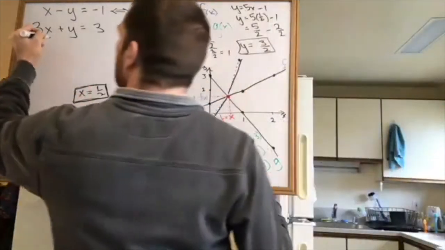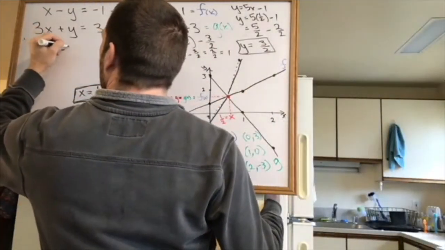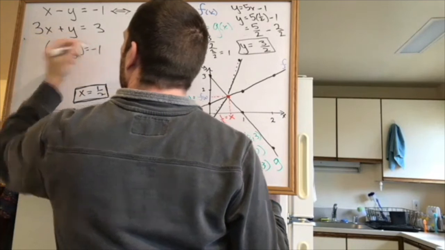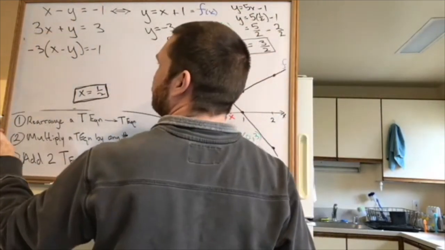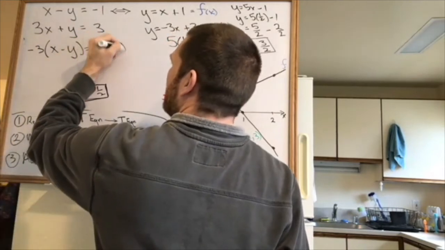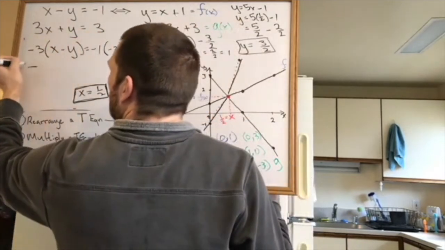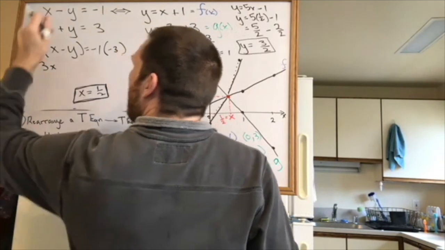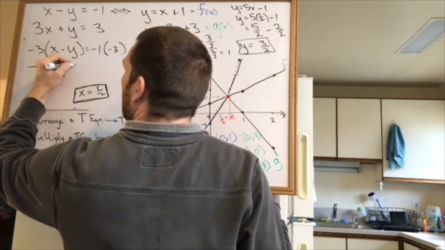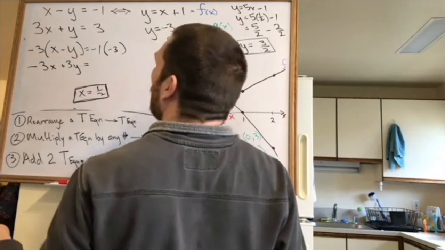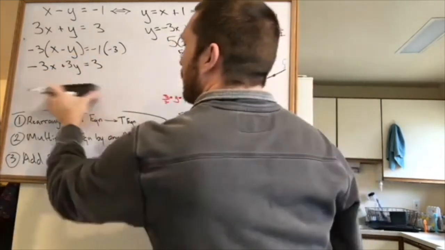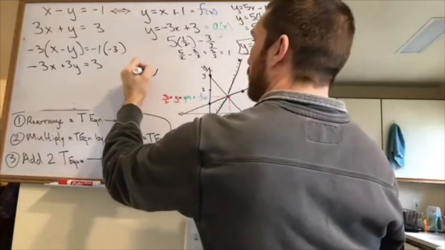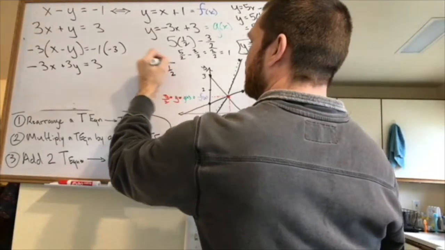Let's see what happens. I have x minus y equals negative 1. I'm going to take that and multiply it by negative 3. Do that to both sides. And I get my new equation, which is minus 3x plus 3y equals positive 3. Now, we already know that that first one gave me that.